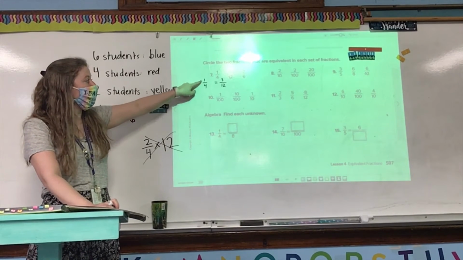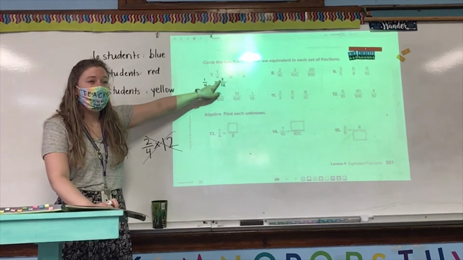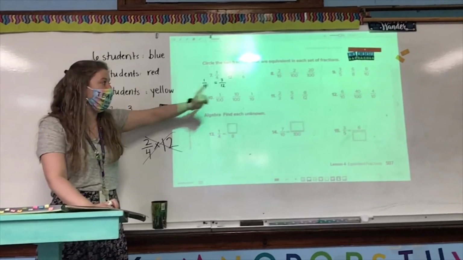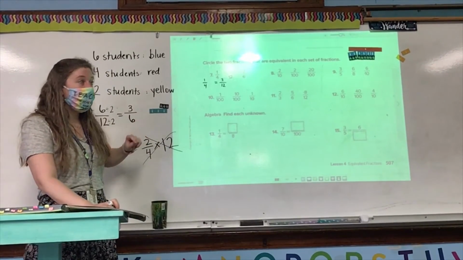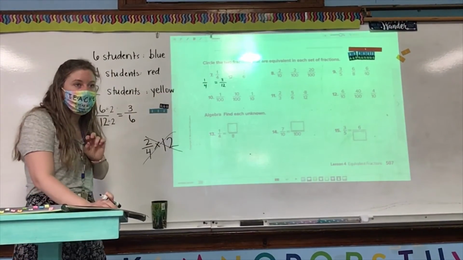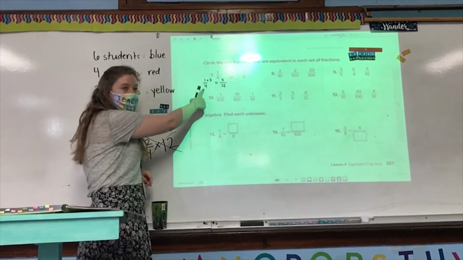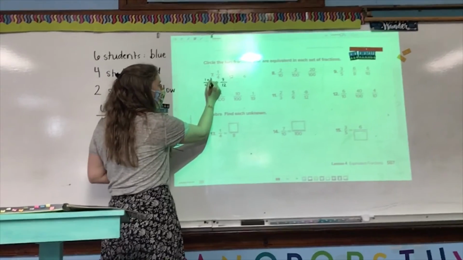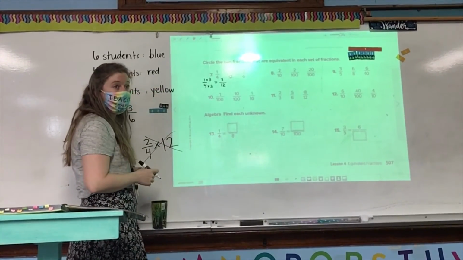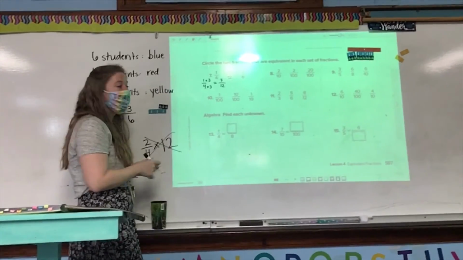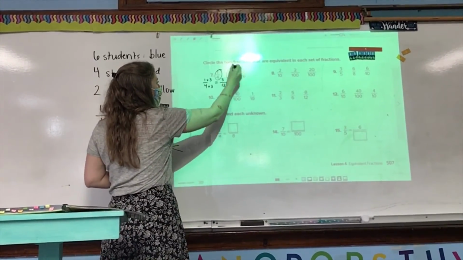So is there something we can multiply 1 by to get 3? And can we use that same number to multiply our denominator and get 12? Yes, because 1 times what equals 3? 3. Is 4 times 3 12, Carla? 4 times 3 equals 12. So are 1/4 and 3/12 equivalent? Yes. So we'll go ahead and circle those.